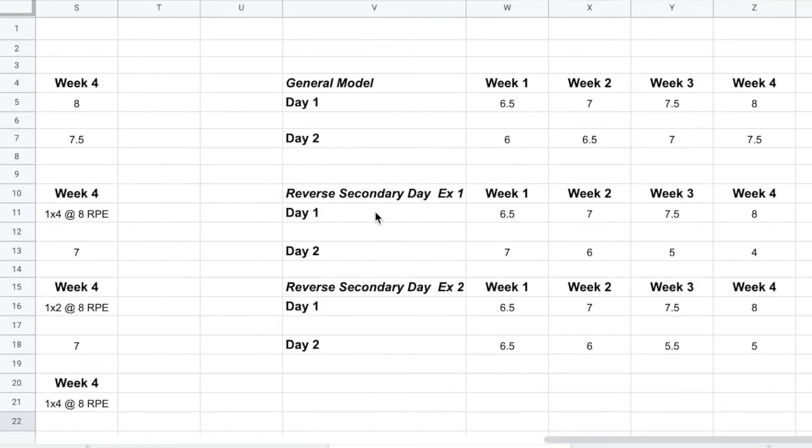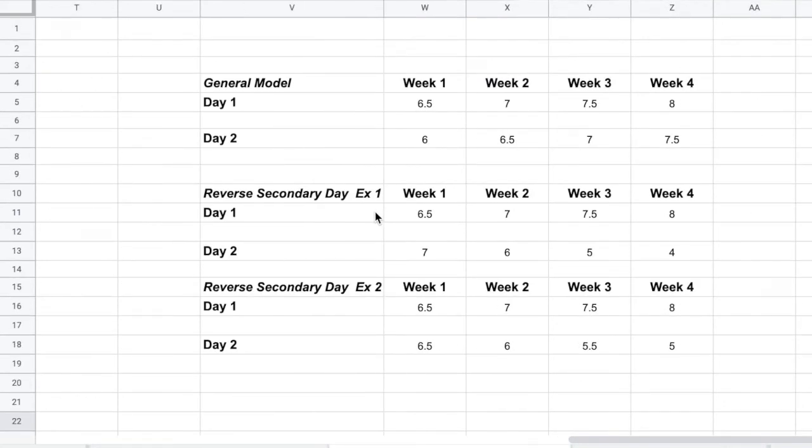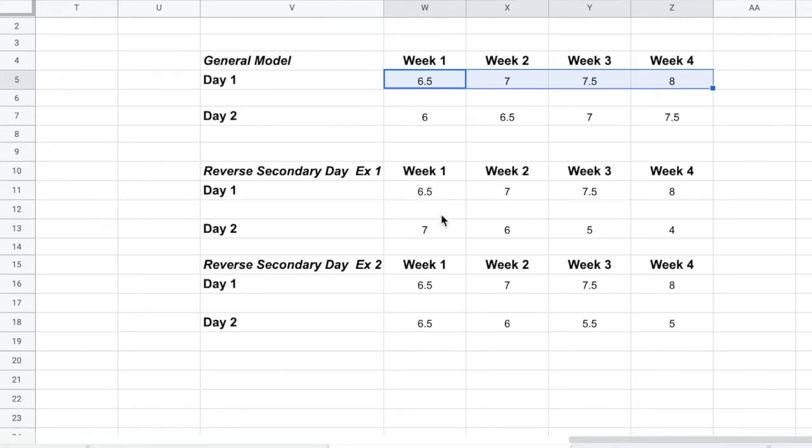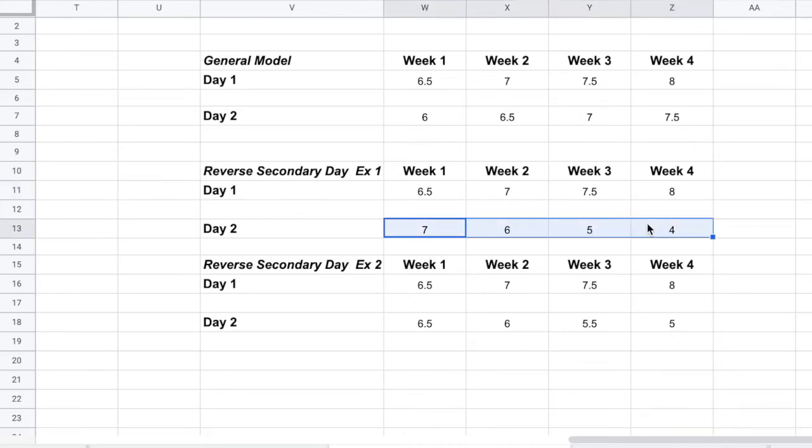Another one, I don't utilize this often, but I definitely have this, is the reverse model. So we have our general model, and then we have the reverse model. We have the step ladder going up to an 8 RPE, and then a reverse ladder going down. So we have 6, 7, 6, 5, 4. I have one person in particular I use this with because he gets very, very fatigued once it gets heavy.